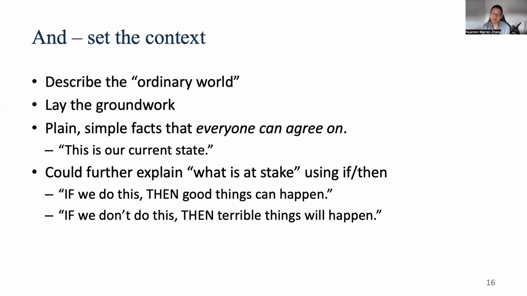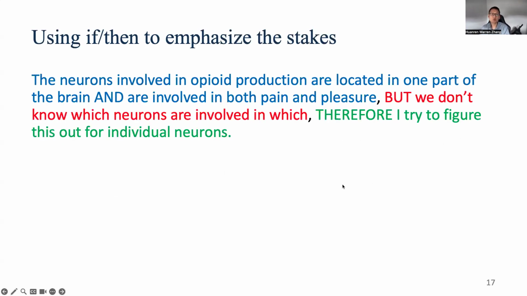In order to emphasize the stake, you could use an if-then structure. After presenting some current state, you say that if we do this, then good things can happen. If we don't do this, then terrible things can happen. This if-then for highlighting the stake is an optional part. You don't have to have it, but sometimes having it makes the context more acceptable to the audience. So let me give you one example.